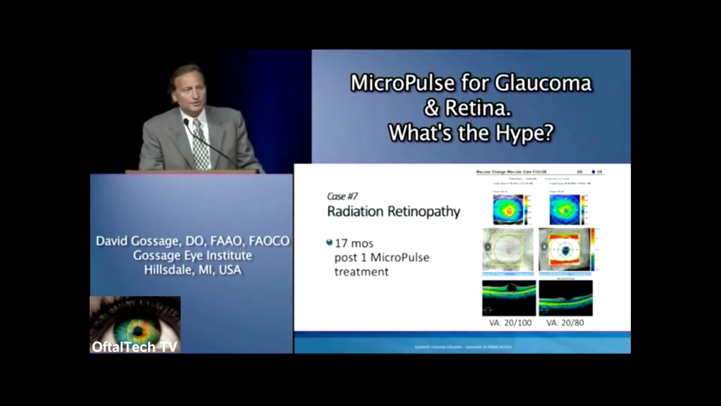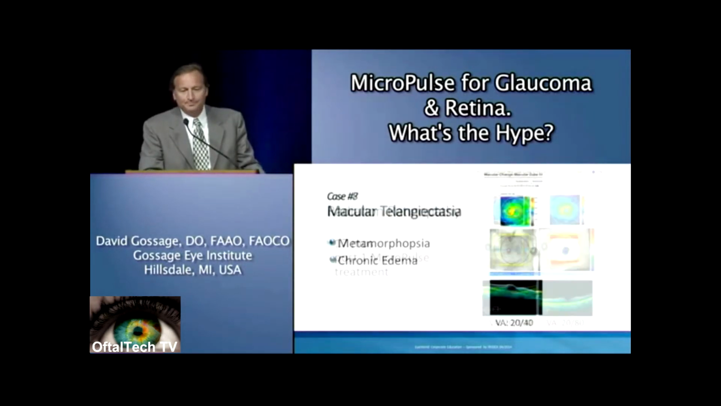If you look at his fluorescein angiogram, you'll see an enlargement of the foveolar avascular zone due to the ischemia from the radiation that he had. But overall, he did say his metamorphopsia was better and that he was able to see better.